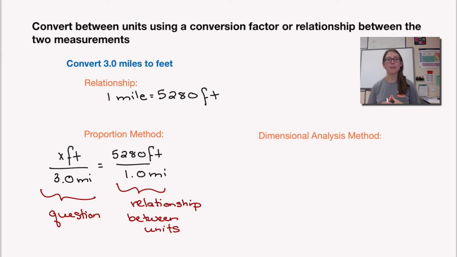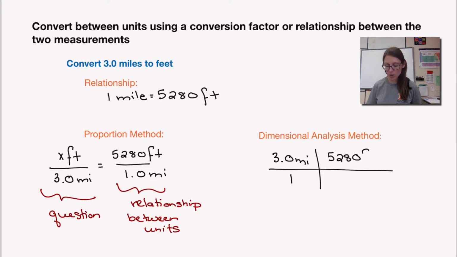The other way to set up this problem is using what's called dimensional analysis. So for dimensional analysis, the setup's going to look a little different. I call it the train tracks. And basically you're going to set up kind of a T-chart. And in the top left spot, you're going to put the number that's in the question, what you're going to be converting. And then you don't put anything underneath it. It's basically over 1. And then to the right, you're going to put your relationship. And for this one, the unit you want goes on top, and the unit you have goes on the bottom in that relationship. So let's label this.